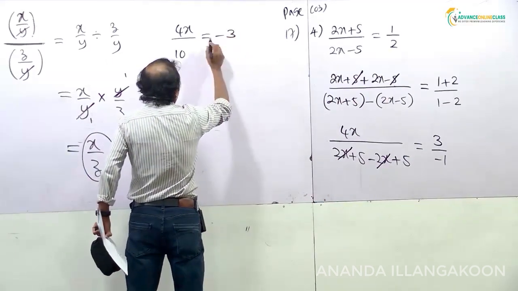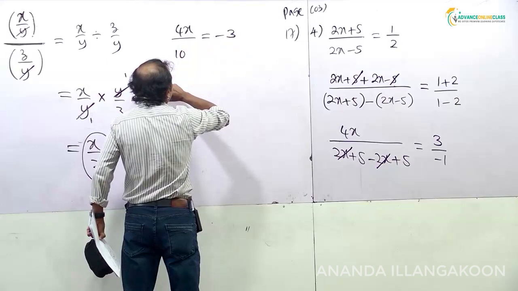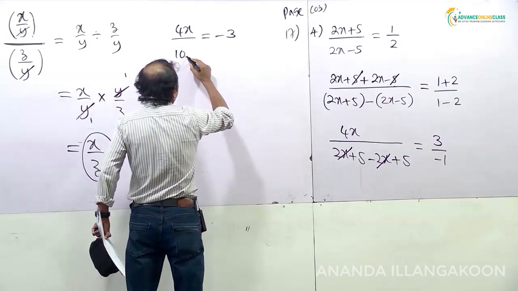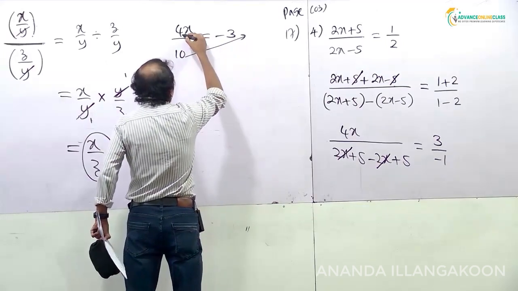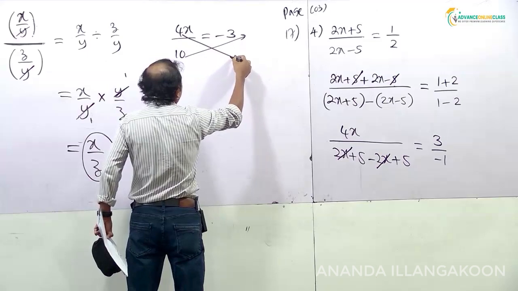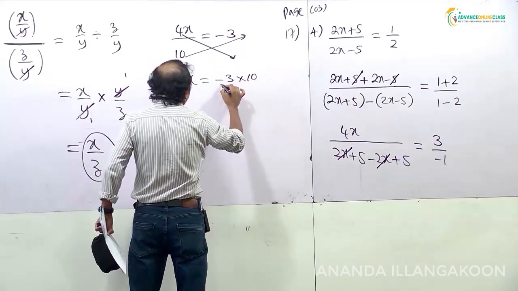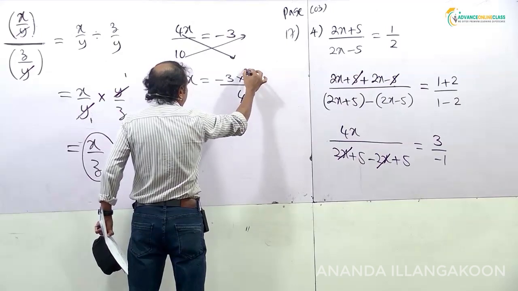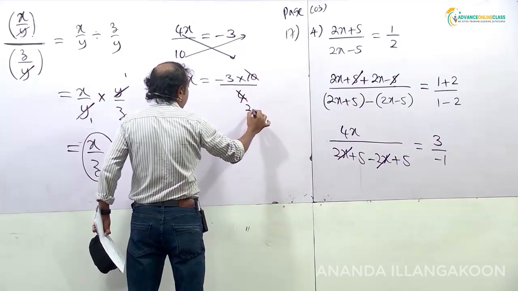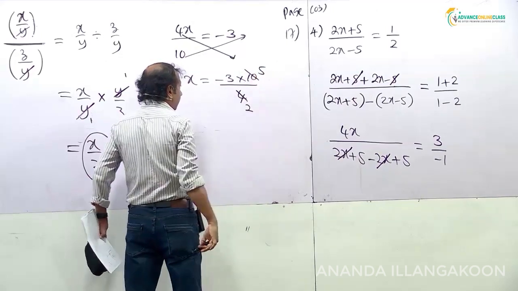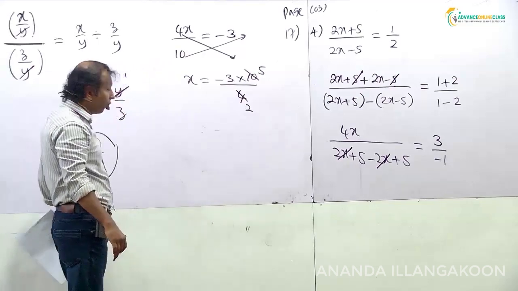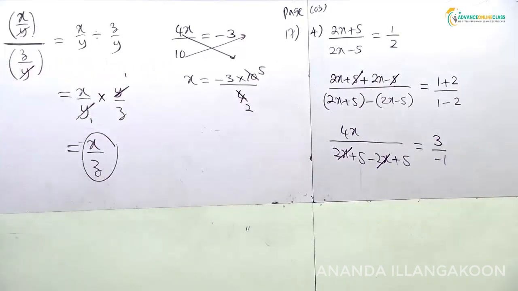Okay. Now, what subject x? Yes. We can take this 10 here. We can take this 4 here. X going to be minus 3 into 10 divided by 4. 10 and 4 we can cancel by 2. We get 5 here. Then what do you get for x? Minus 15 by 2.